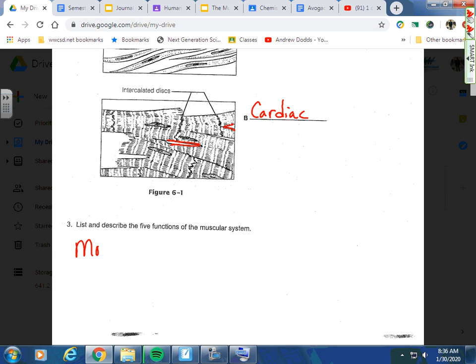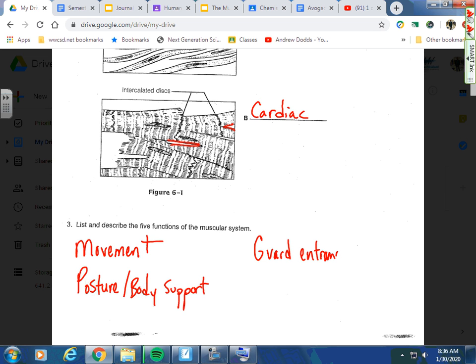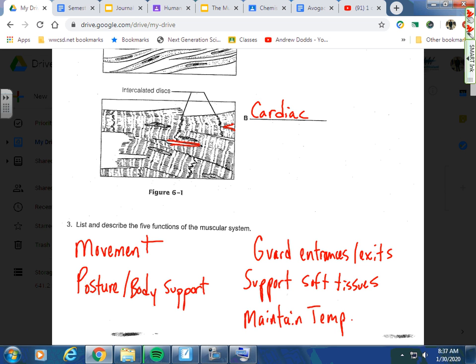The 5 functions we had from the notes: we're going to have movement. We're going to have body posture or body support. To keep us upright, we have to contract several different muscles, large and small. Also, guard our entrances and exits. Support soft tissues. Maintain temperature through contraction. Woot. There it is. Everybody good with that?